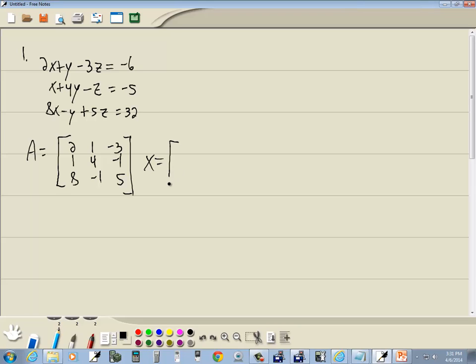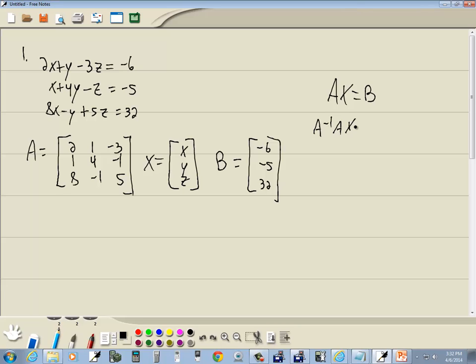Now, our uppercase X would be our variables, which would be x, y, and z. Now B is going to be our numbers on the right side. So I've got -6, -5, and 32. Now this is all based upon this equation, AX is equal to B. And if we multiply both sides by the inverse of A, and don't worry about what the inverse is, it really doesn't have anything to do with using the calculator. But the theory behind it is the inverse of A times A cancels, and then we've got X, which is our variables x, y, z, is equal to the inverse of A times B. Well, let's go ahead and put these matrices in and see what we get.